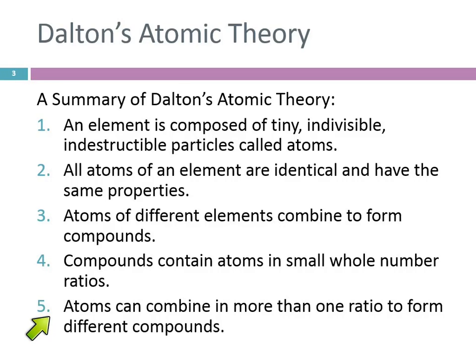And those atoms can combine in more than one ratio to form different compounds. So you can combine carbon and hydrogen in different ratios and form a mind-boggling number of different compounds, even though the two elements are the same. But how you put them together makes them very different compounds. Any questions about these ideas? These are really fundamental ideas for chemistry.